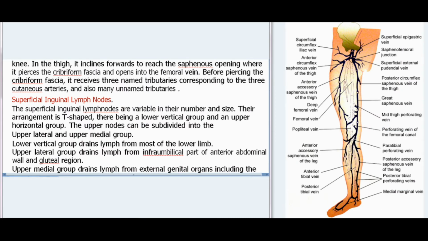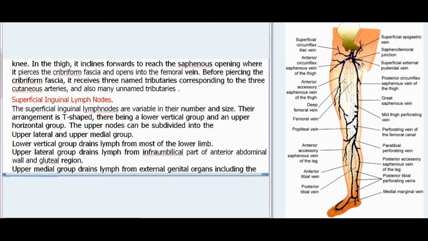In the thigh, it inclines forwards to reach the saphenous opening where it pierces the cribriform fascia and opens into the femoral vein. Before piercing the cribriform fascia, it receives three named tributaries corresponding to the three cutaneous arteries, and also many unnamed tributaries.